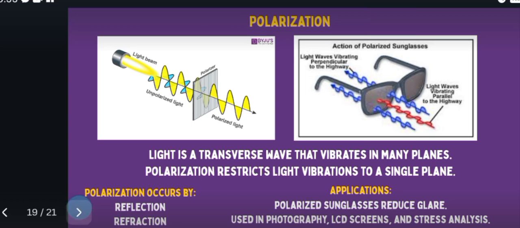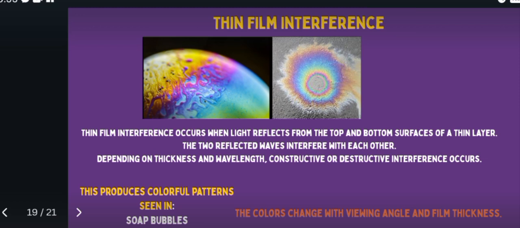So next, the thin film interference. Thin film interference occurs when light reflects from the top and bottom surface of a thin layer. The two reflected waves interfere with each other depending on thickness and wavelength. Constructive or destructive interference occurs. So this produces colorful patterns seen in soap bubbles and oil films on water.